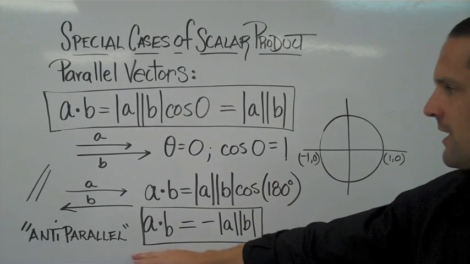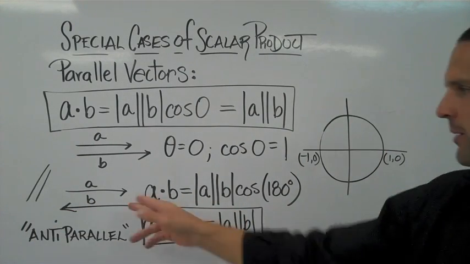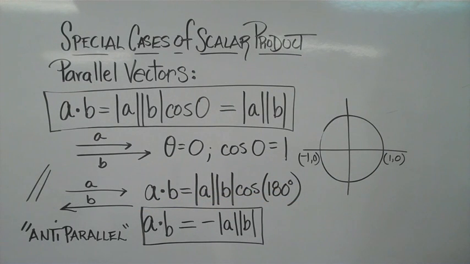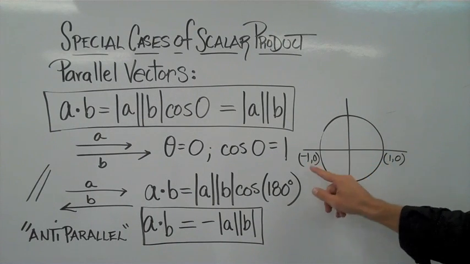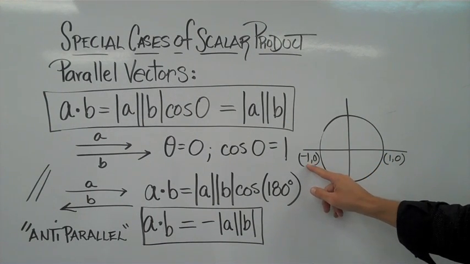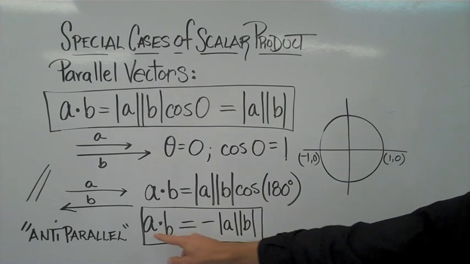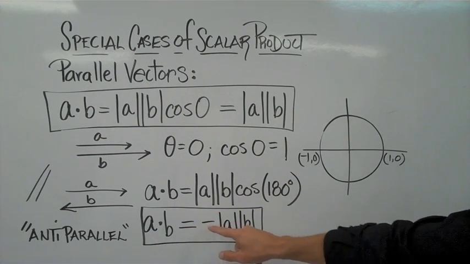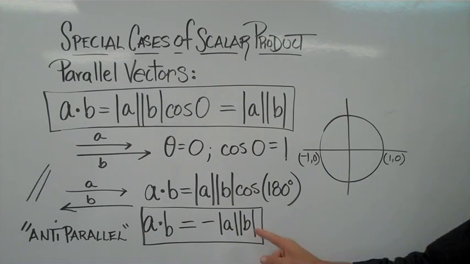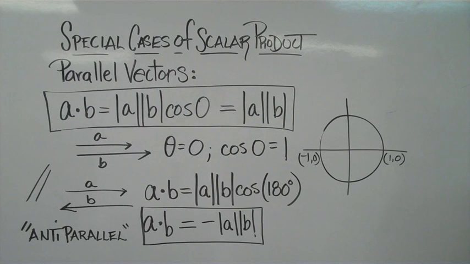What if they're anti-parallel, meaning A is going this way and vector B is going that way? Well, if I put them tail to tail, I'd have a straight line, and the angle between them would be 180. What is cosine of 180? Well, here is pi, or 180. Our x component is -1. So I'd just substitute a -1 in for cosine 180, and I'd get that A dot B, the dot product, or the scalar product, is equal to negative the magnitude of A times the magnitude of B. And of course, I find these magnitudes by using the Pythagorean theorem.